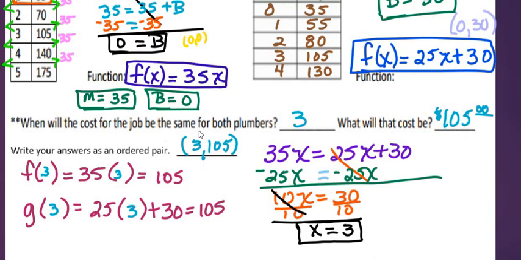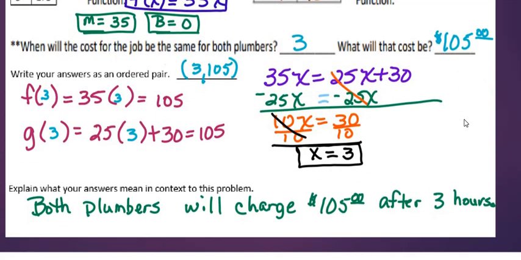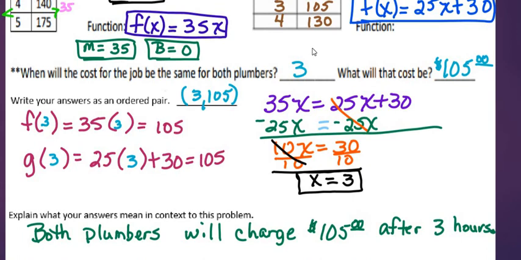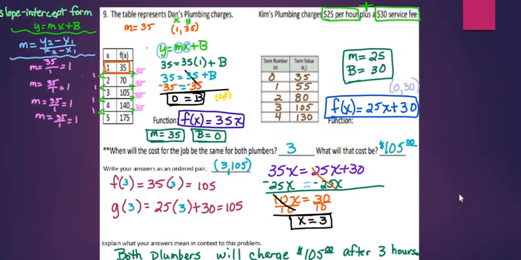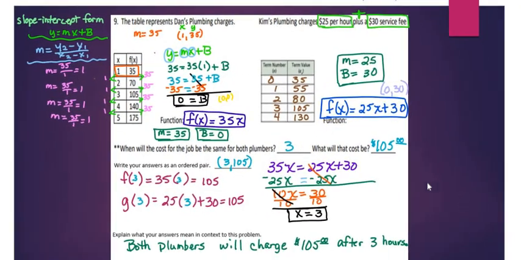So I've just answered this. When will the cost for the job be the same for both plumbers? 3, and this is 3 months. And what will the cost be? 105. Now you have to write this, or how many, not months, but hours. Now you have to write and tell what this ordered pair means in context to this problem situation. Well, both plumbers will charge $105 after 3 hours. So this is looking at real world situations. You're comparing these tables and you're writing functions.